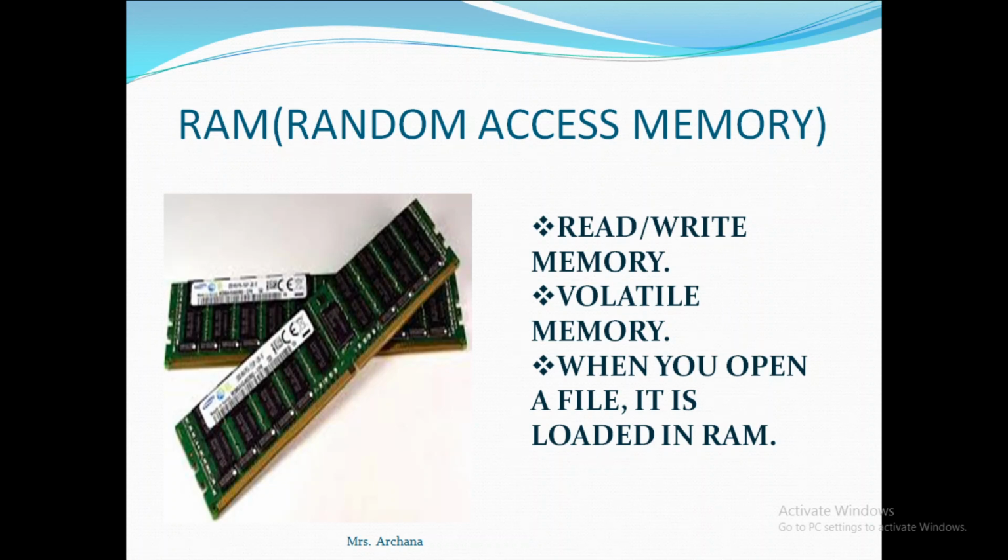When we are working on the computer, it stores data, but when we switch it off, the data will be lost. It is a volatile memory. That means we cannot store things permanently. That's why it is called volatile memory. When you open a file, it is loaded into RAM. That means whatever we are doing on the computer screen, after switching on the computer, everything we are doing is in RAM. And the full form of RAM is random access memory.